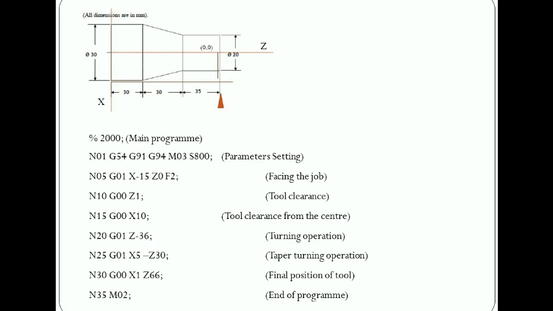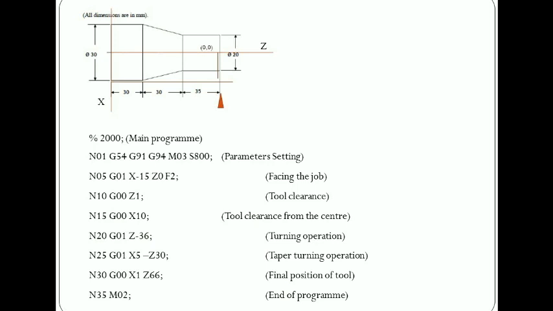After facing operation, to get the clearance, I move the tool a little away from the workpiece. For that I am writing N10 G01 Z1. 1 mm I am moving away from the workpiece. So after that N15 G00 X10. Rapidly I am moving the tool from the Z1 position to the X10 because I have to get the 20 mm diameter. So I have to cut it by half the measurement, that is 10.